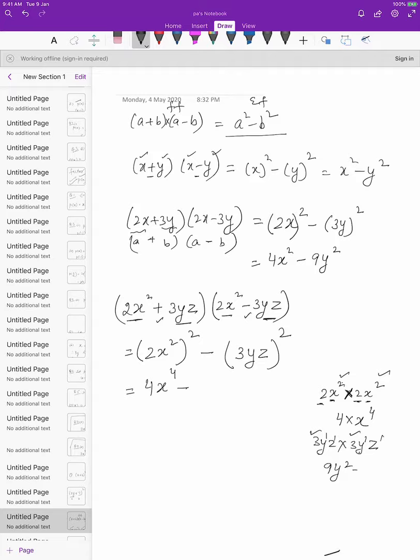Similarly, power of z will be z square. So 9y square z square, or you can directly do it orally. Square on 3yz means the square is on all the 3 numbers. So 3 square will give you 9 and then y square and then z square. Same thing here, 2 square and x square whole square. 2 square will give you 4 and x square whole square will give you x to the power 4. And this is the expanded form of the given expression.